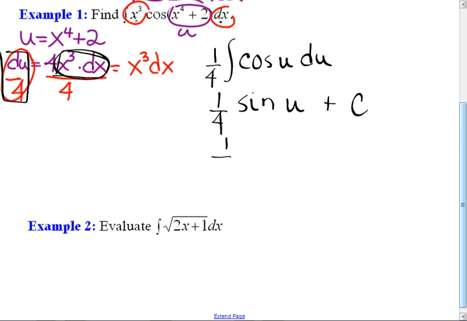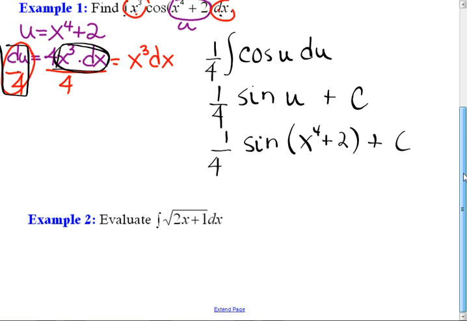Okay, you guys, not everybody in here has had to do substitutions, so I have to teach this slowly. And this is the sine of u. But what was u? x to the 4th plus 2. How do I know that I don't need the 1/4 there? Or I could put it there. Doesn't matter, because when I take its derivative, that goes away. I don't care what it is. Just leave it C.